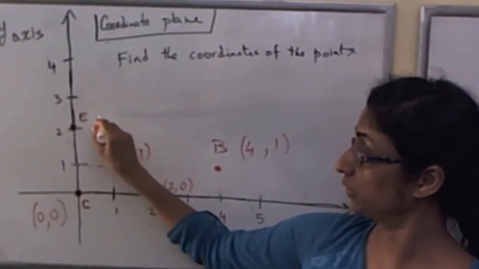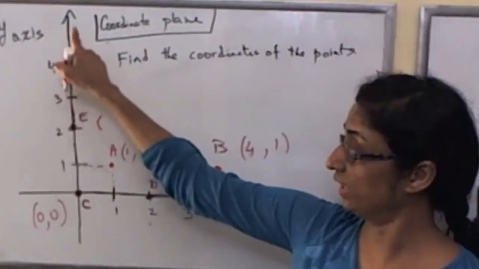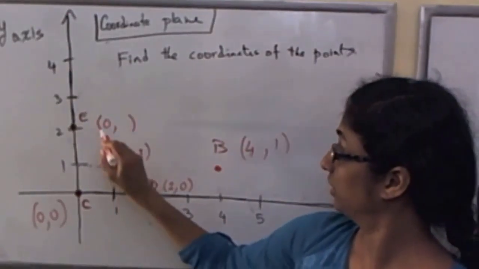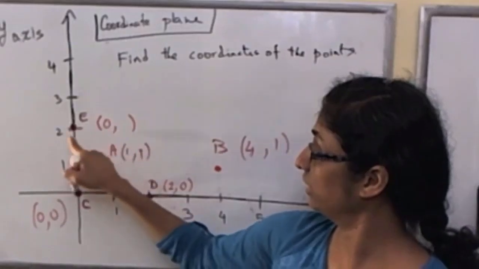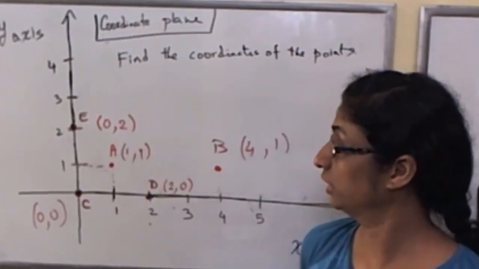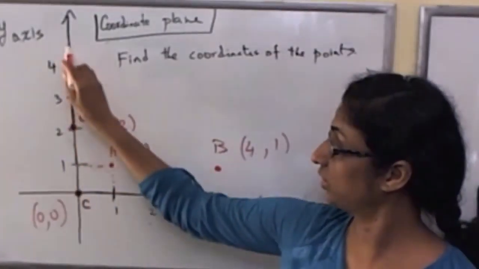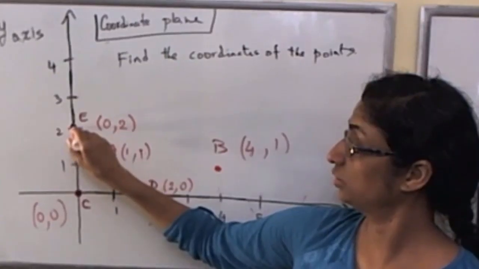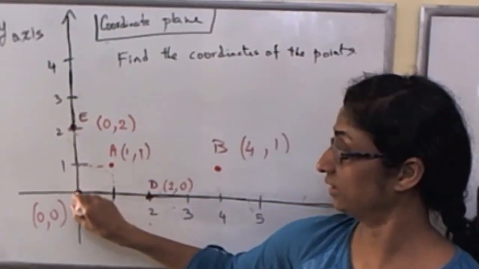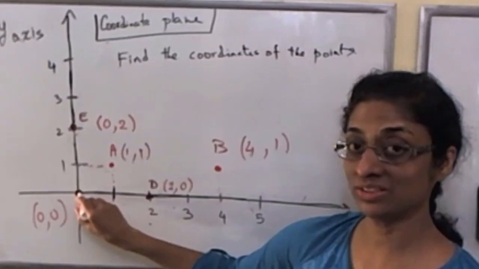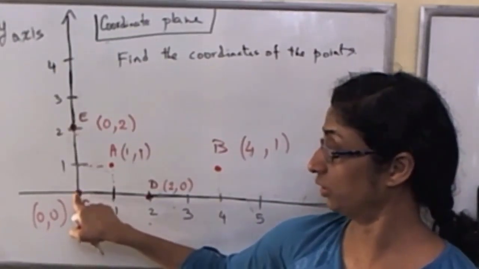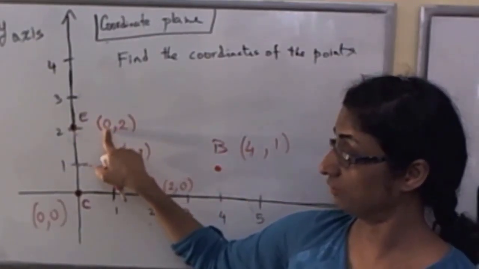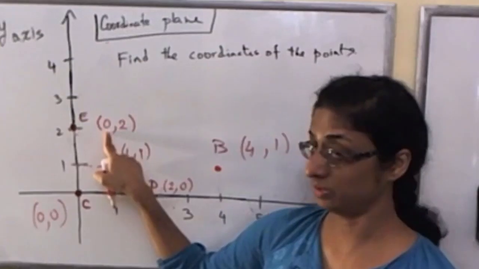In contrast, if you look at E, a point on the y-axis, its x-coordinate will always be 0 and its y-coordinate will be exactly this number 2. How do we see that? Any point here, including this point, to figure out what its x-coordinate is, you draw a vertical line and let that line meet the x-axis. It will always meet at the origin, and that origin corresponds to the number 0 on this number line.